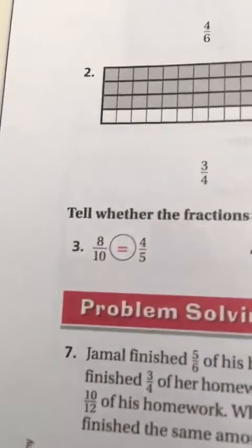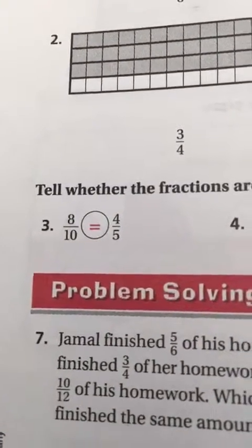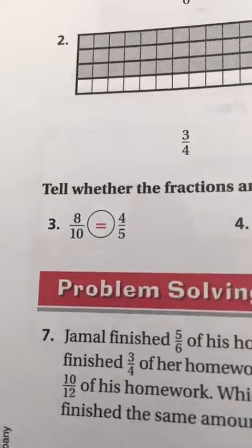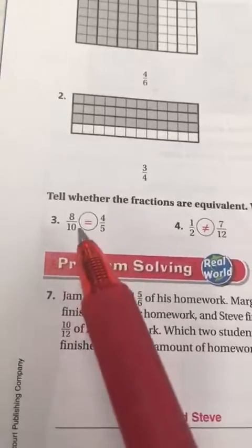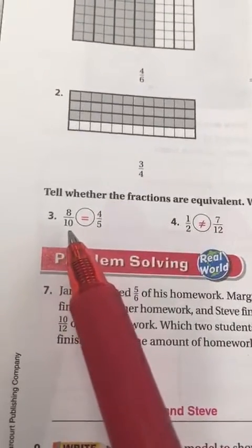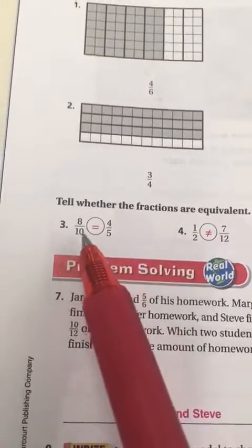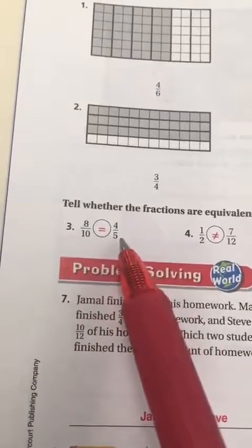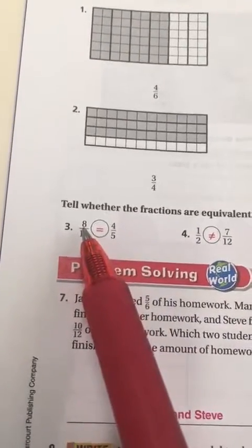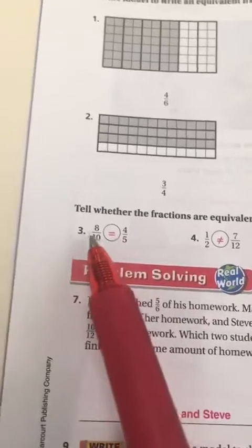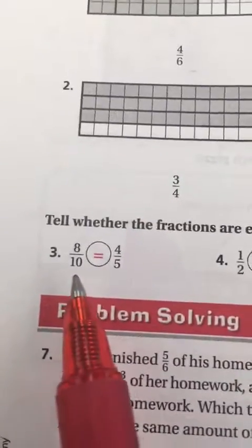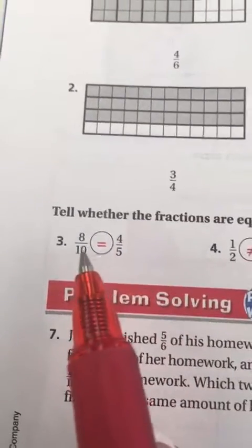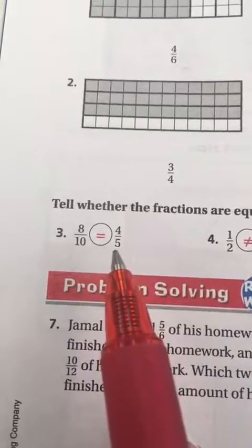So the first problem is 8/10 compared to 4/5. So what you're going to want to do is look at the denominators, and the denominator is always the bottom number of a fraction. So in this case, it would be 10 and 5. And by the way, the top numbers of the fractions are called numerators. So please consider the denominators first and look at which of the two denominators is smaller. So in this case, it would be 5.